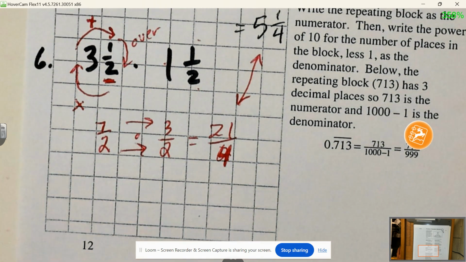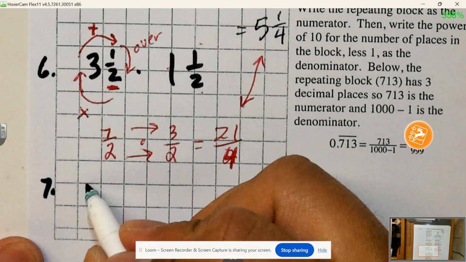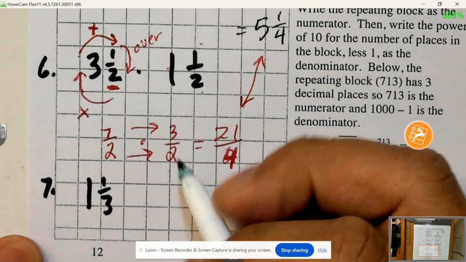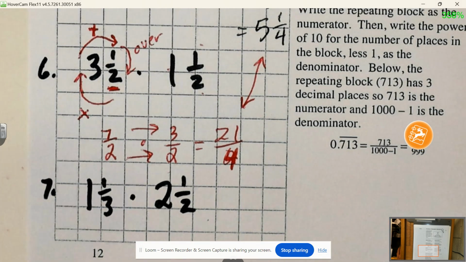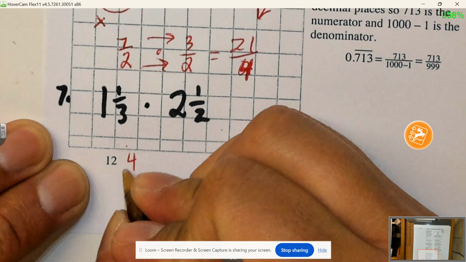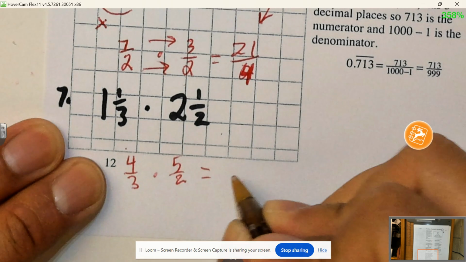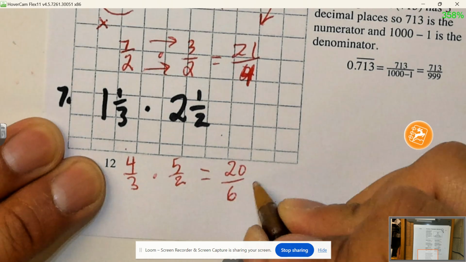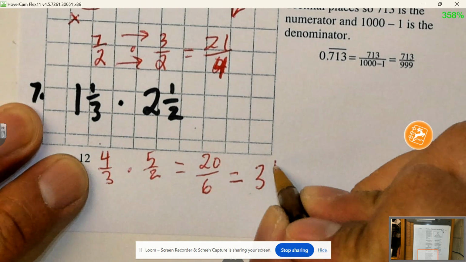All right, and then let's try this one. You should be able to finish this on your own. We have 1 1/3, and we're going to multiply it by 2 1/2. What you should have after working on this is 4/3 times 5/2, which equals 20/6, or as a mixed number, 3 1/3.